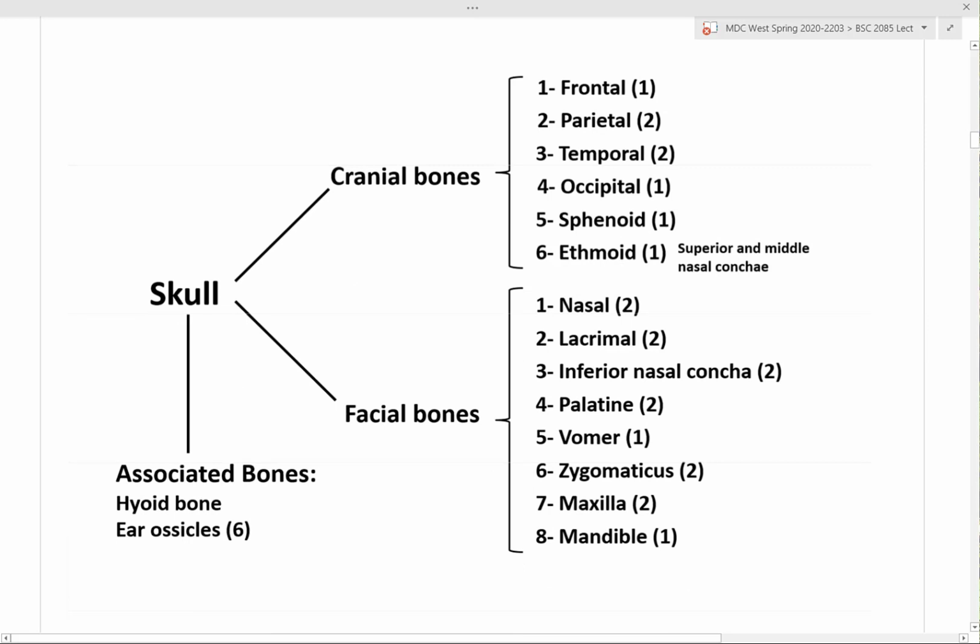I don't know if you like it that way better. Yeah. So you have skull, cranial bones, facial bones. What are they? Okay. And then of course you have your associated bones, which I didn't specify a lot, but those are the hyoid bones and ear ossicles.